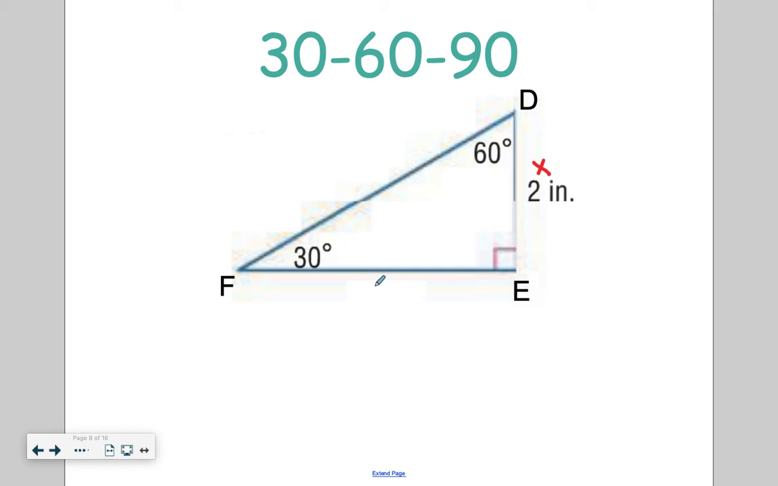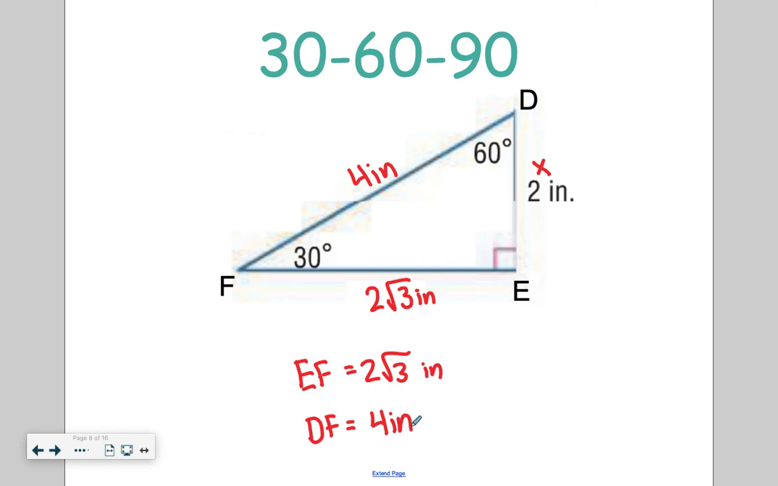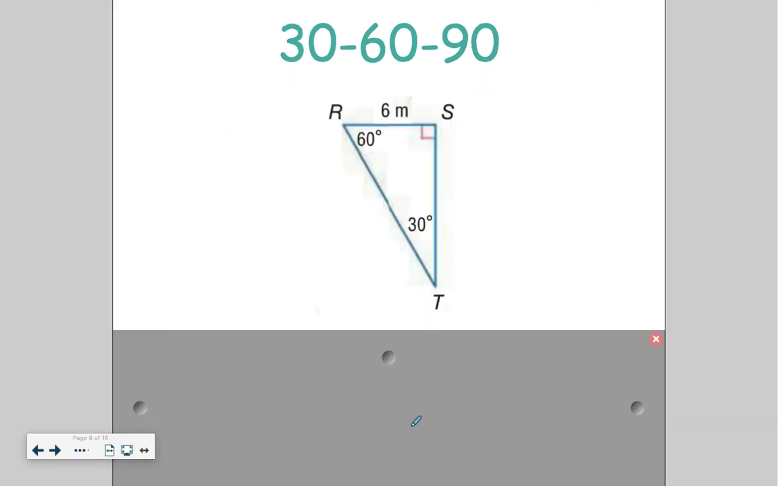So that means our medium side, our one across from 60, is going to be 2 times the square root of 3 inches. And then our long side is going to be twice as long, so 2 times 2, which is 4 inches. So we would write that out as EF is equal to 2 times the square root of 3 inches. And DF, your hypotenuse, is going to be 4 inches. Go ahead and try this one on your own.